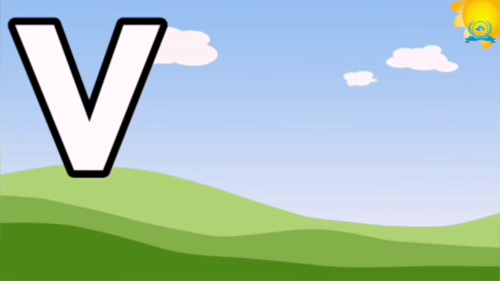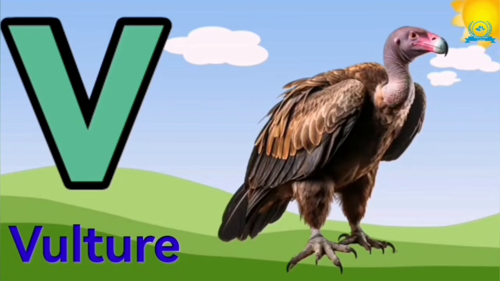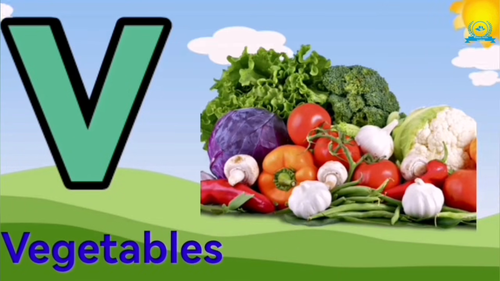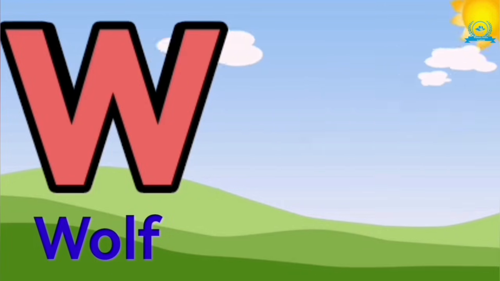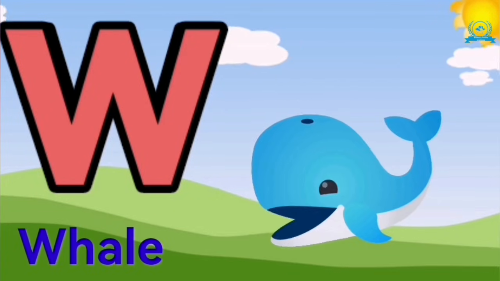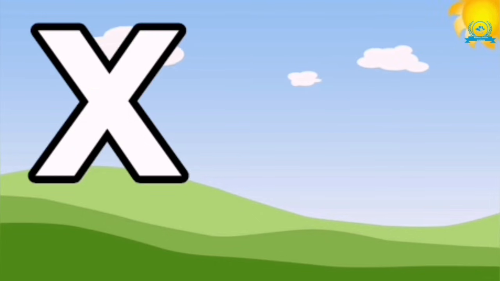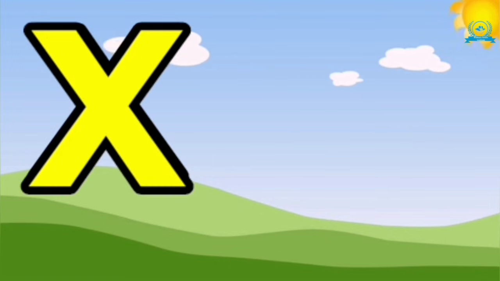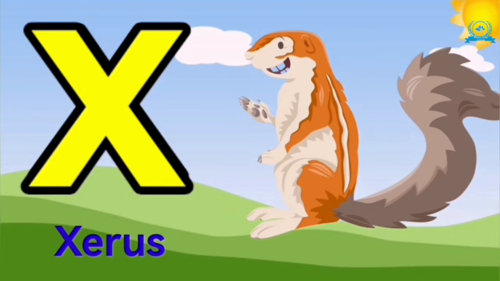V. V for vulture. V for vegetables. W. W for wolf. W for whale. X. X for extra fish. X for xenos.